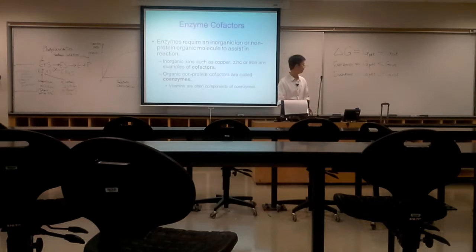I'll give you an example of a coenzyme. An example is coenzyme A. The symbol, we call it CoA, coenzyme A. Coenzyme A is derived from vitamin B. We're going to learn about coenzyme A in next Wednesday's lecture. It is an important molecule in cellular respiration.